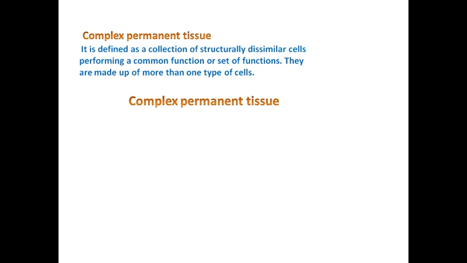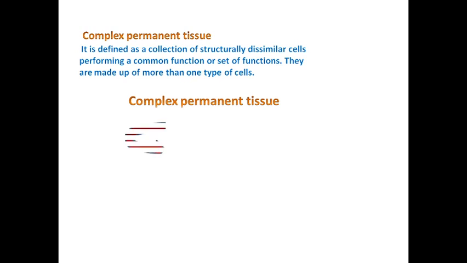So it is defined as a collection of structurally dissimilar cells. Not similar cells, actually dissimilar cells, performing a common function or a set of functions. They are made up of more than one type of cell. So this is the definition of complex permanent tissue.